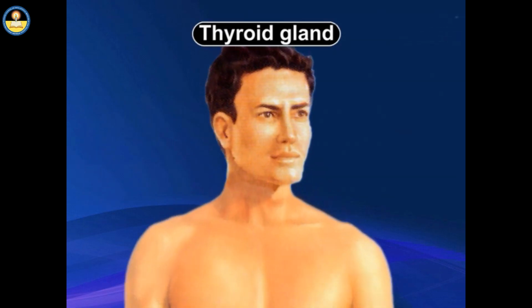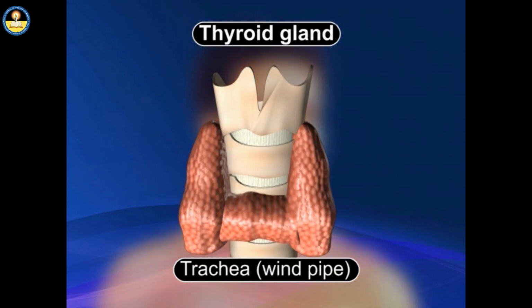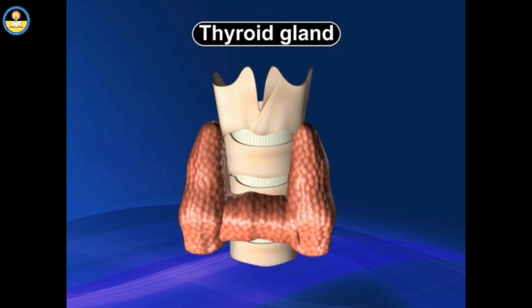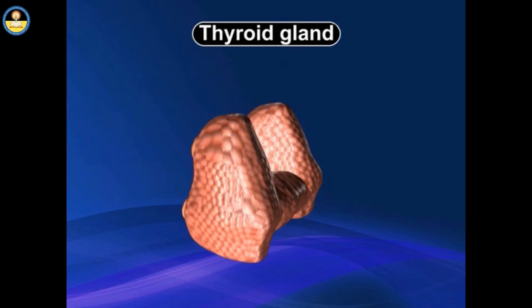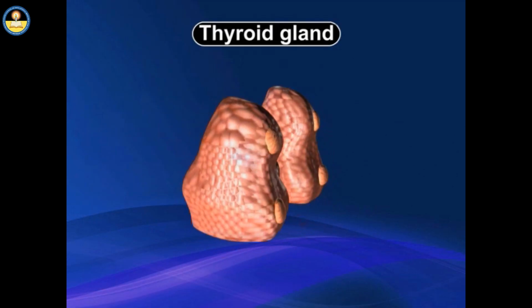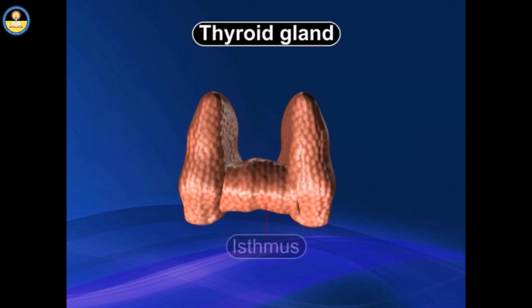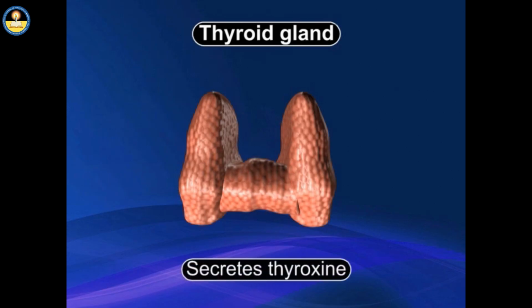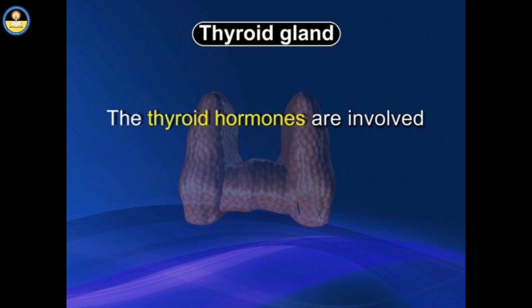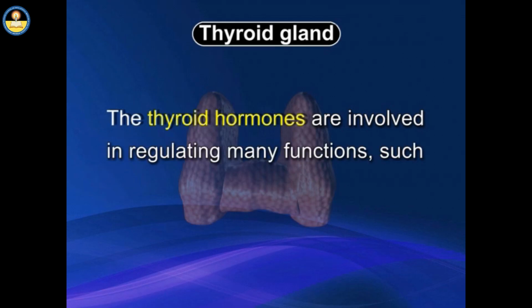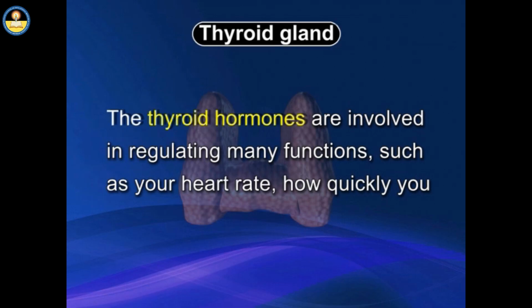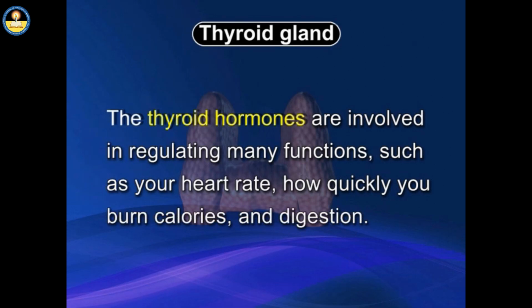The thyroid gland is found in front of the trachea, that is the windpipe, in your neck. It surrounds the front of the larynx and upper part of the trachea in the neck. The gland is divided into two lobes and is connected in the middle by a thin bridge of thyroid tissue known as isthmus. The primary function of the thyroid gland is to secrete thyroid hormones, which are responsible for controlling your body's metabolism. The thyroid hormones are involved in regulating many functions such as your heart rate, how quickly you burn calories, and digestion.